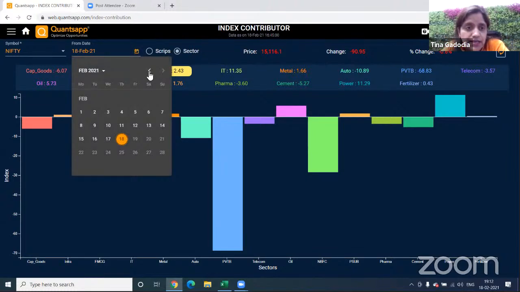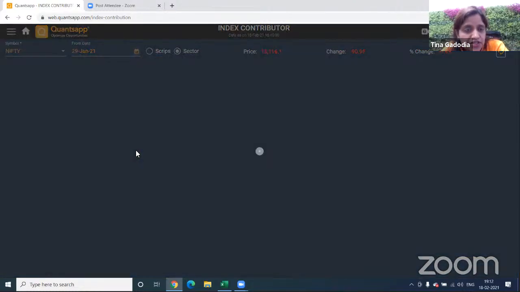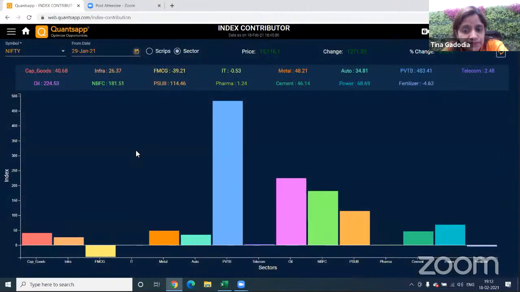So if I have to say the entire February expiry, say from 29th Jan, you have Nifty performing 9%, out of which private banks contributed 483 points. Then you have oil 224, NBFC 180, PSU 114. The only draggers were FMCG, which was clear cut from the heavyweights like Lever not performing. Then you had power which was performing.